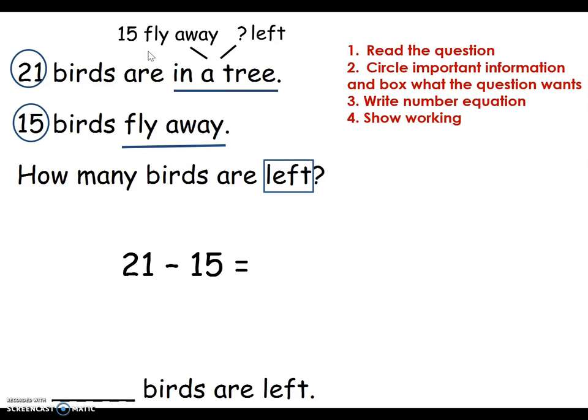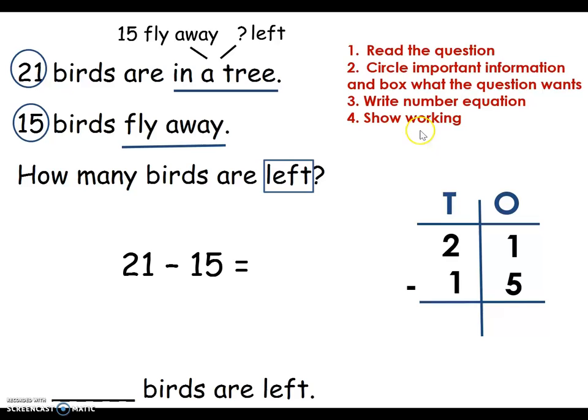Okay, step 4, show the working. So 10s on the side, 1s on the side. So 21 minus 15 equals, can 1 minus 5? No. So what must we do? Regroup. So we take 1 10 from here and put over here. So 1 10 and 1 will give me 11. So 11 take away 5, I get 6. 1 take away 1, I get 0. So my answer is 6. My final answer will be 6 birds are left.